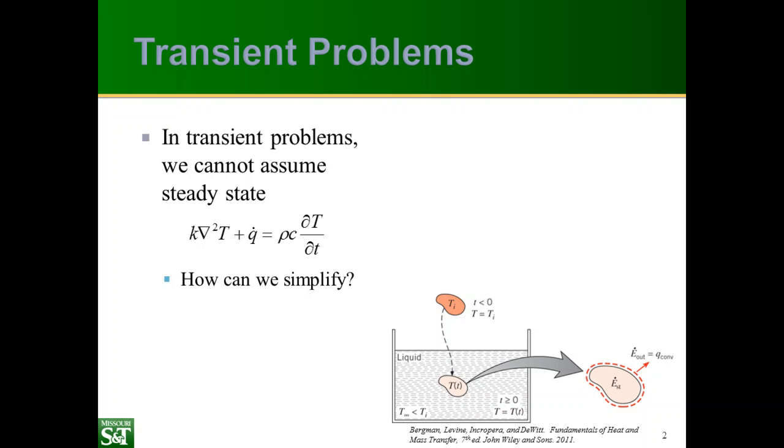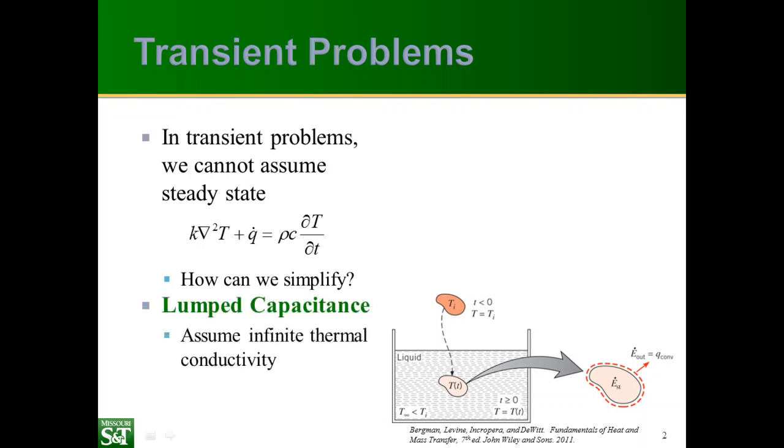The time derivative here represents the energy stored or released during temperature changes. And this is actually a pretty common transient problem where you have one object moved from one environment to another. Think of putting a pizza in your oven. You move it from the freezer to the oven, so that changes the boundary condition. And now the pizza is going to heat up.